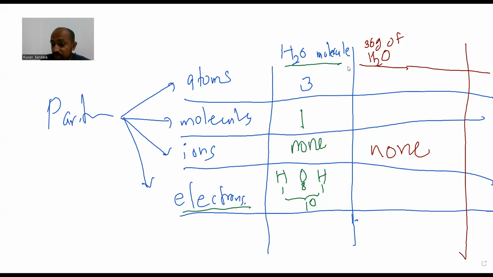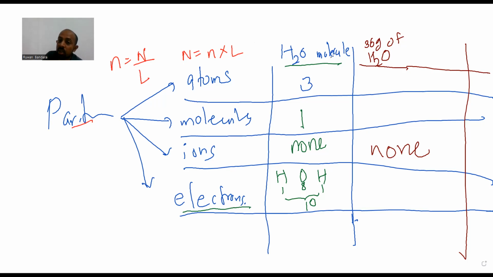Okay, yes. 3.612 into 10 to the power of 23. Correct. Now, wait. I have to explain this. Majority got trapped. n equals N over L. L represents the Avogadro's constant. N is the number of atoms. They're asking about the number of particles now. Therefore, the number of particles will be equal to the number of moles into Avogadro's number, right?